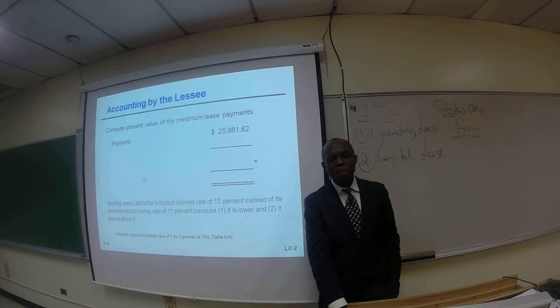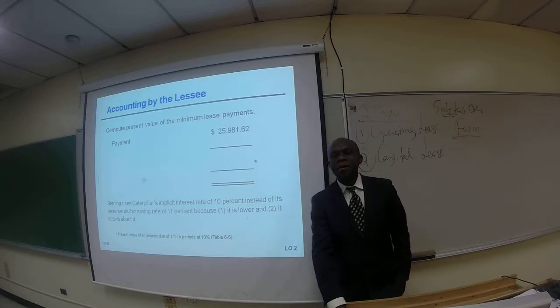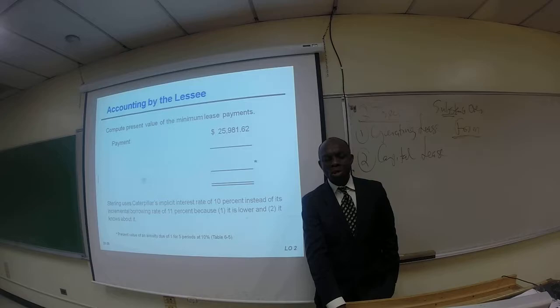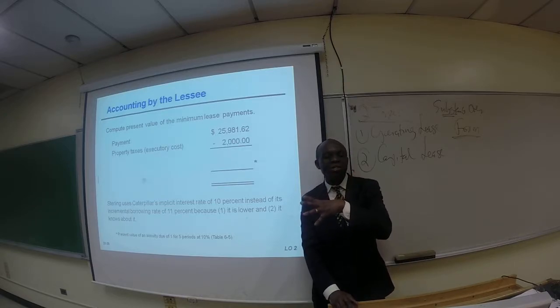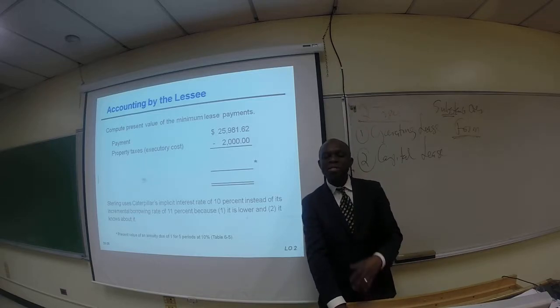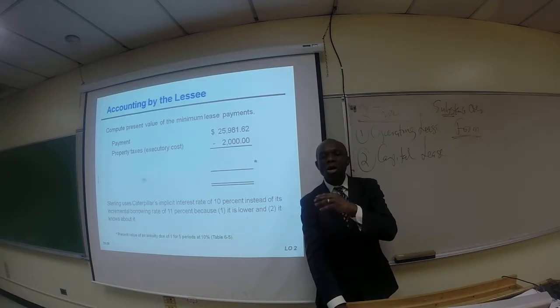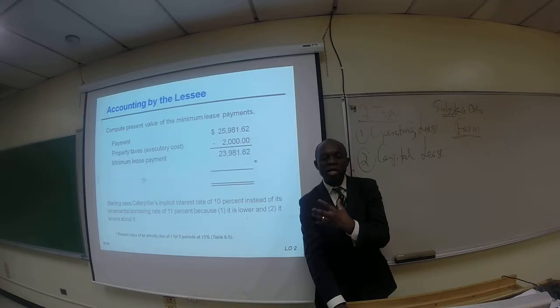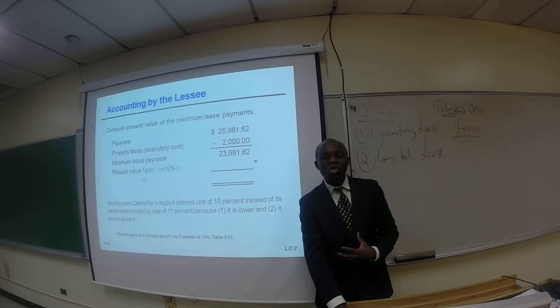The payment is $25,981, and the property taxes, part of the executory cost, is $2,000. Remember, we said that that is not part. The executory costs are not taken into consideration in calculating the present value of the minimum lease payment. So we back out the $2,000. Then the minimum lease payment is $23,981. So we calculate the present value of $23,981 over 5 years.